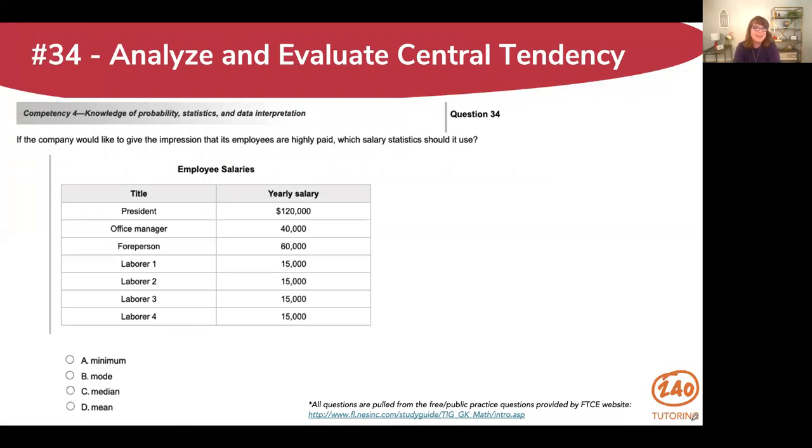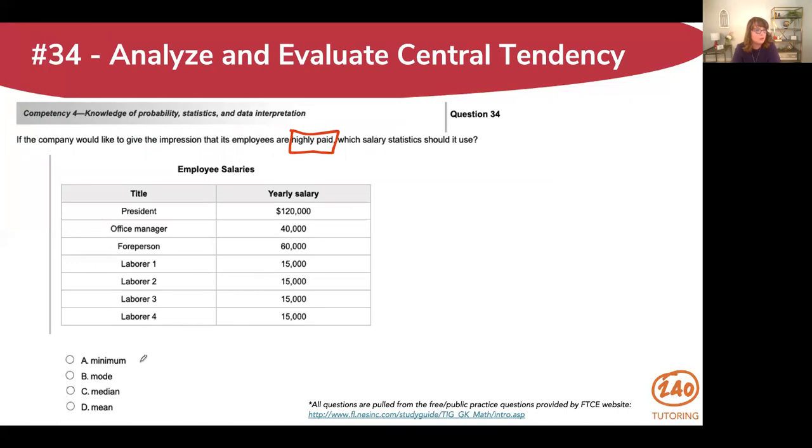Okay, it says, if the company would like to give the impression that its employees are highly paid, which salary statistics should it use? So now this question's a little bit harder. You have to know what all of them mean. So first thing I'm gonna do is note that it says highly paid, all right? So that's what we're looking at. We want the largest number possible.